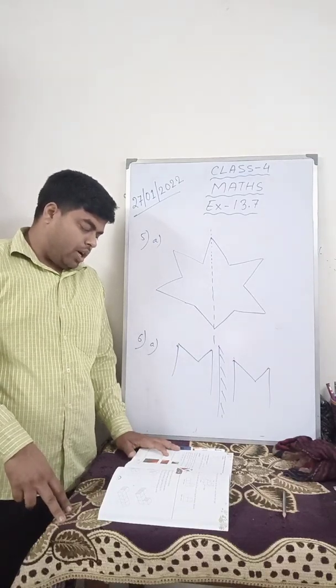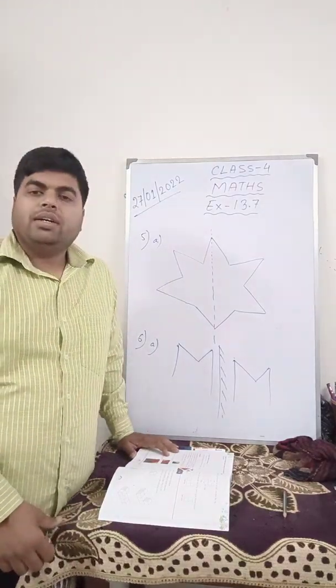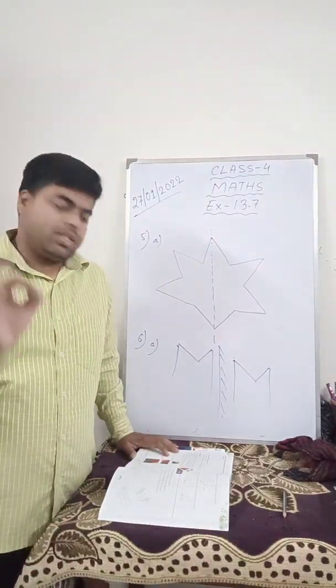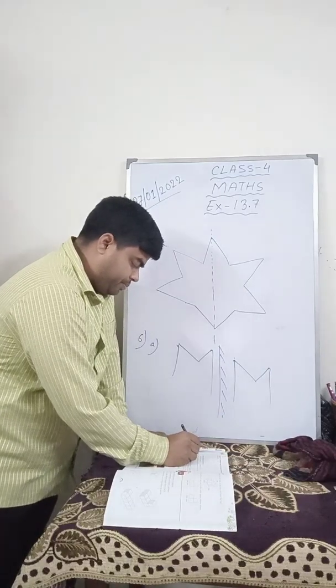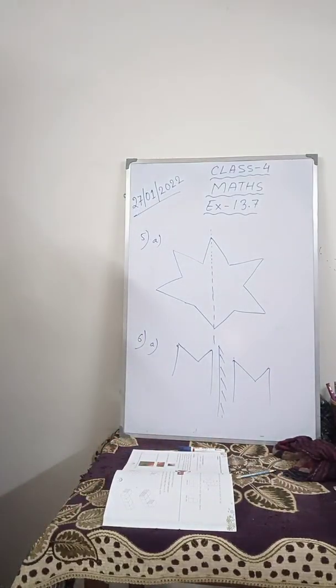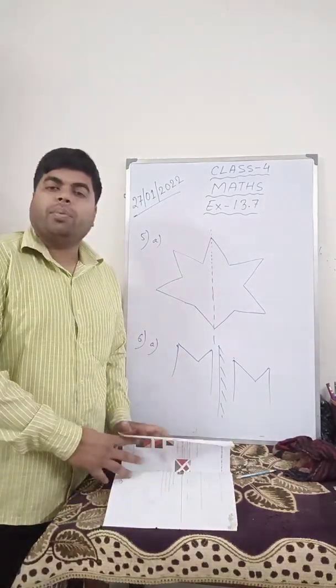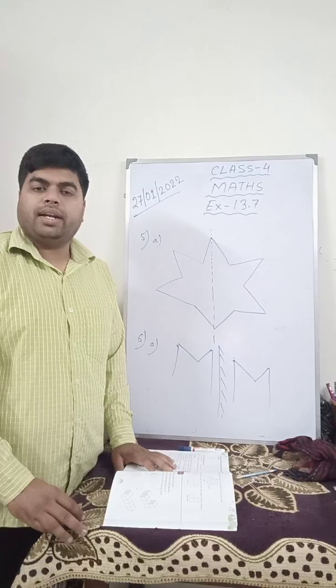And number 7, draw a tessellation using the geometrical shape triangle. You don't have to do this. Just strike off this question. So I hope all of you have understood this, children. Please complete this exercise in the copy with neat and clean handwriting.